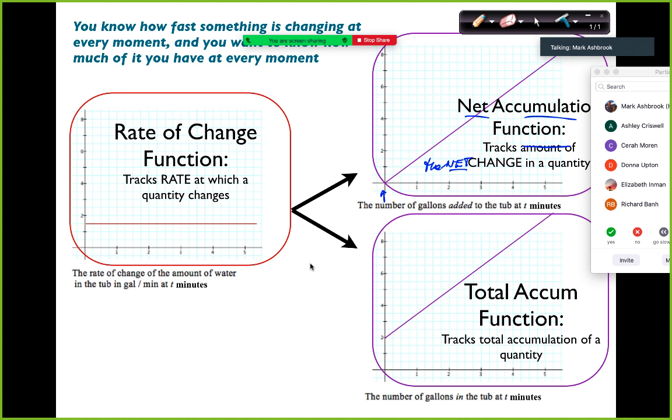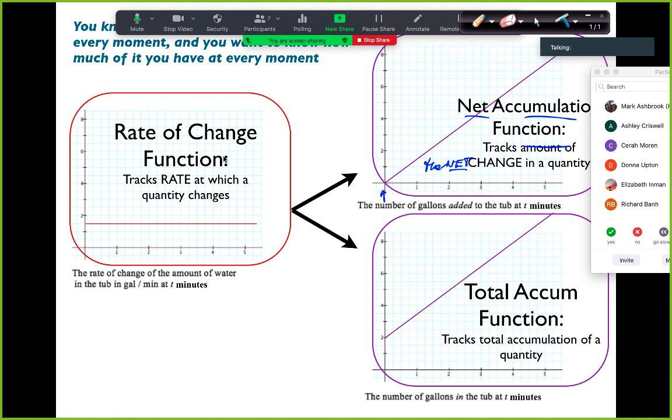Okay, so these are the key players in terms of functions. You know how fast a quantity is changing at every moment. You want to know how much of it you have, whether that's net accumulation or total accumulation. Okay, so that's an overview of the functions and what we call them. This will give us language as we're talking about this stuff.